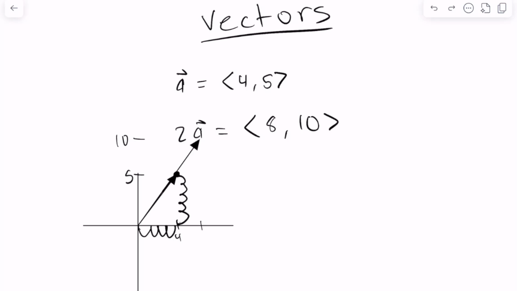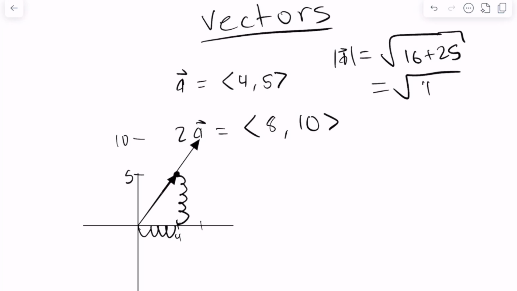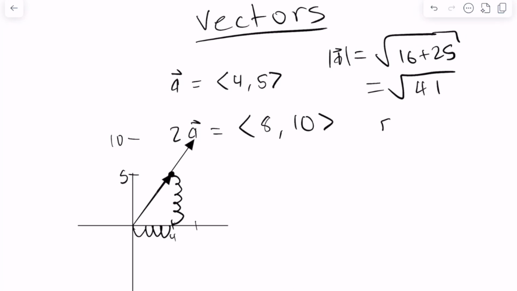Well, if we calculate the magnitude of A, okay, it's going to be root 16 plus 25, which is root 41. Well, you know what that also is? If we wanted to find the magnitude of 5A, well, we just know it's going to be 5 times root 41, right? It's as simple as that.